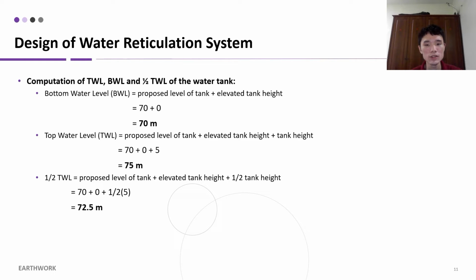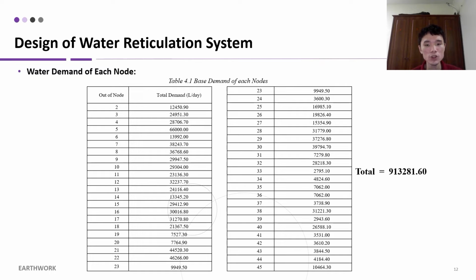Next, we proceed to design of water reticulation system. First, we compute the value of top water level, bottom water level, and half of total water level. The proposed level of tank is designed at 70 meter and the tank height is 5 meter. Based on the calculation, we obtain that the BWL is 70 meter, TWL is 75 meter, and half of TWL is 72.5 meter. This table shows the daily total water demand at each nodes that can be used in the E-Panet to calculate the residual pressure, velocity, and head loss.